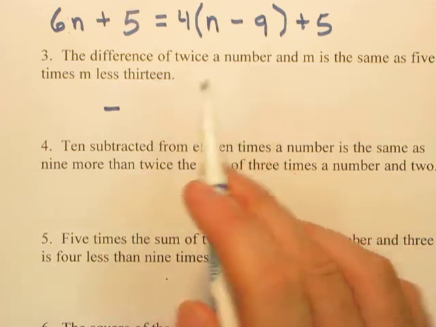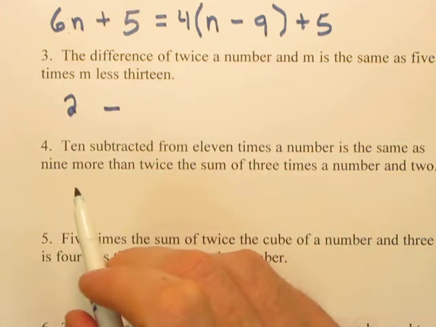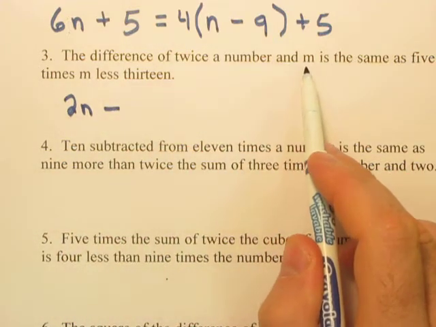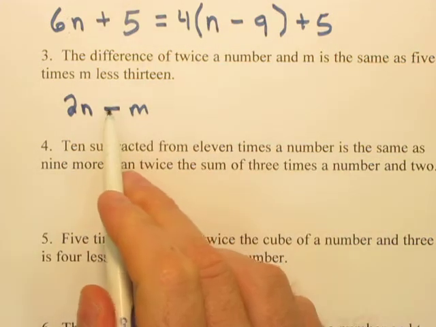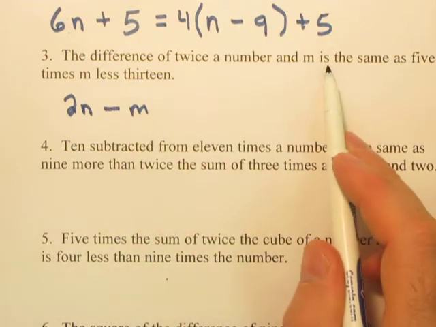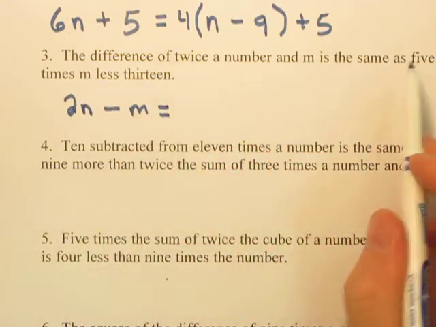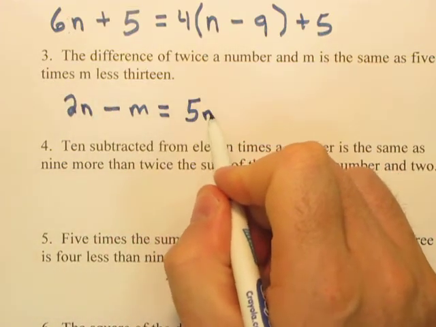Twice a number would be 2, I'm going to call it n, and m. So twice n and m. The difference of twice a number and m is the same as, means equals, 5 times m. That's a literal translation, 5m.